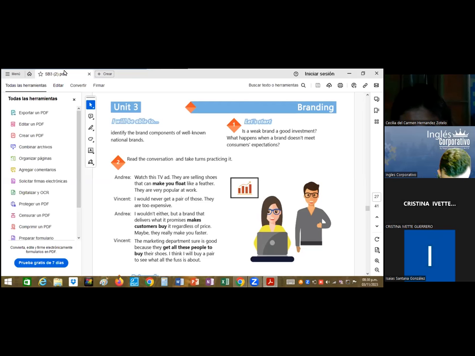Okay. But it promises, make customers buy it regardless of price, maybe they really make you faster. And the marketing department sure is good because they get all these people to buy their shoes. I think I will buy a pair to see what all this fuss is about.